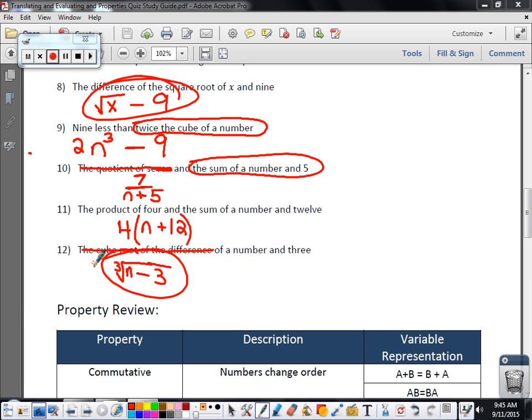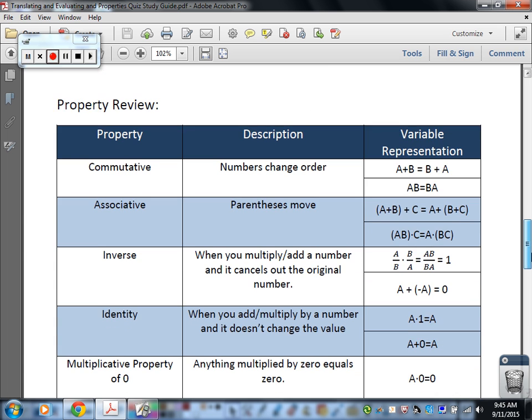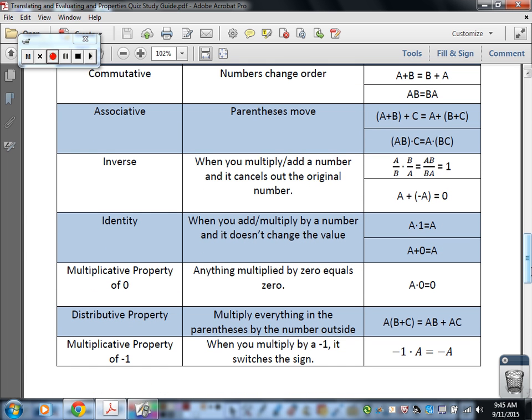And then, guys, we have all of the properties at the bottom, that chart is the same chart that you guys saw while you were working on your activity today. Commutative, associative, all those. Does anybody want any clarification on what these properties say?